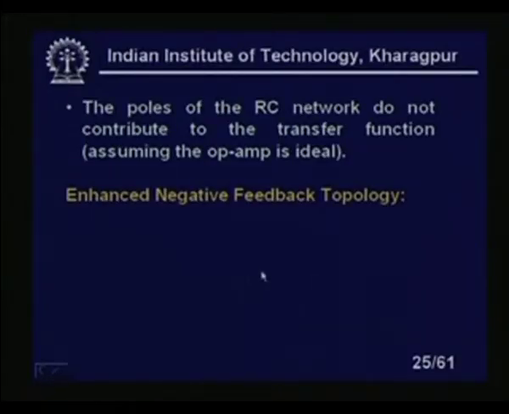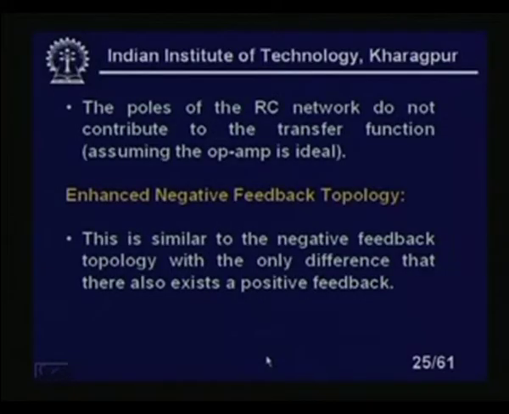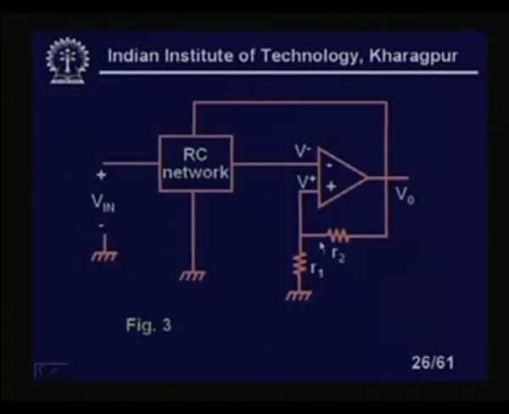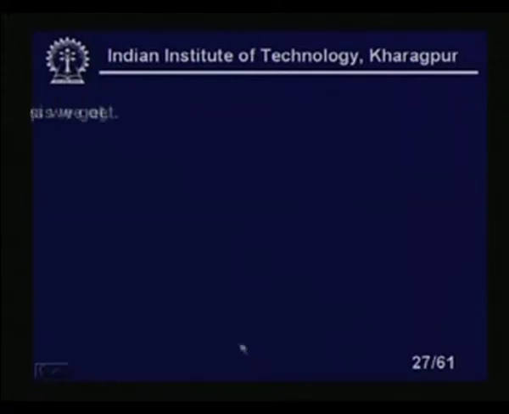So, let us look at the enhanced negative feedback topology. We have seen that in the enhanced negative feedback topology, the circuit is slightly different. There we have the RC networks in the negative feedback path, but we are giving some positive feedback also in the circuit. This is similar to the negative feedback topology, with the only difference that there also exists a positive feedback. So, we are giving a certain amount of positive feedback, right. We will see that we will get some tremendous advantage from this circuit.